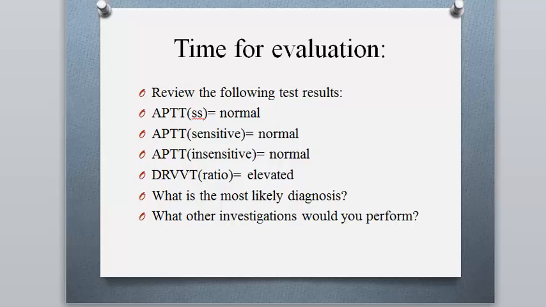First case study: APTT-SS is normal, APTT sensitive and insensitive are both normal, but DRVT is elevated. And keep in mind, DRVT is our gold standard, so we need to make sure that it's normal to rule out LA. If it's elevated, even though other tests are normal, we still need to investigate it because maybe it's a very weak lupus anticoagulant. So what is the most likely diagnosis and what other investigations would you perform?